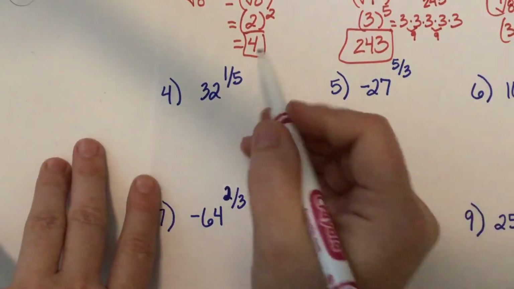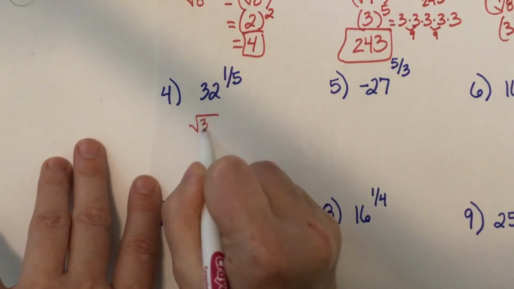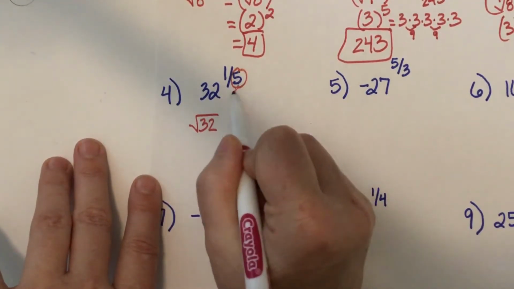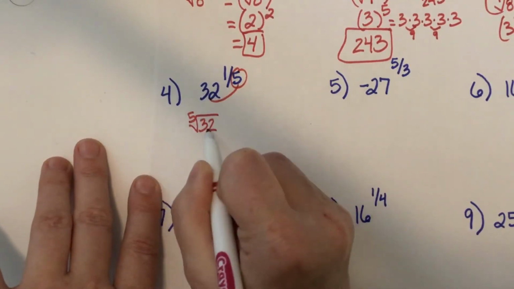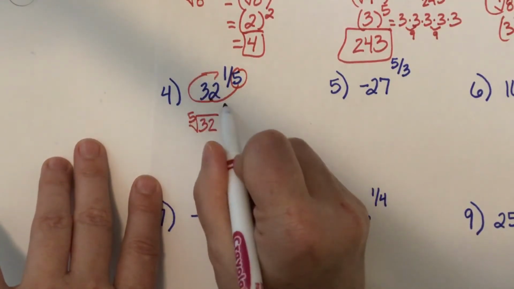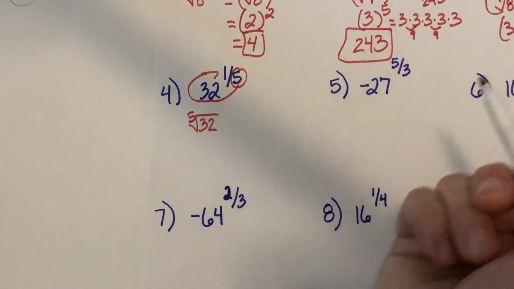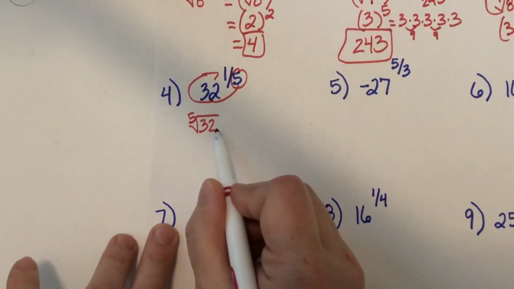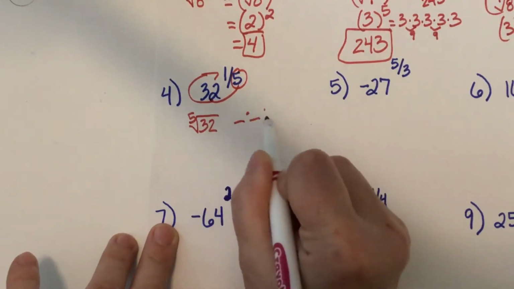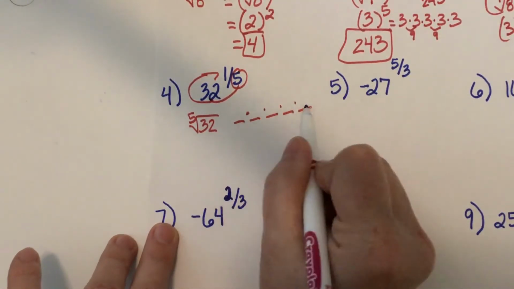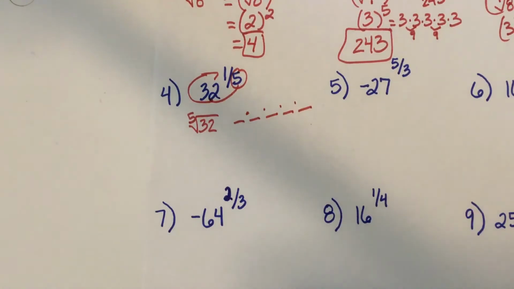Okay, let's look at number 4. Number 4 is asking me to take the 5th root of 32 and raise it to the 1st power. Well, I don't need to raise it to the 1st power because that doesn't do anything. So let's just figure out the 5th root of 32. What times what times what times what times what, 5 times, could make 32?